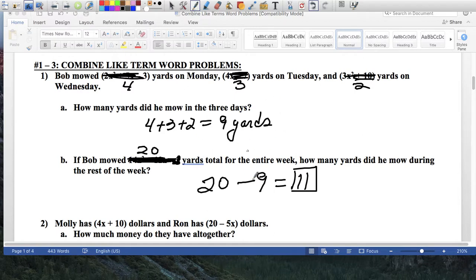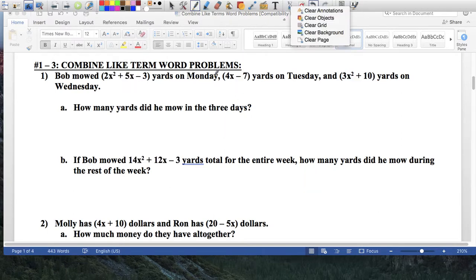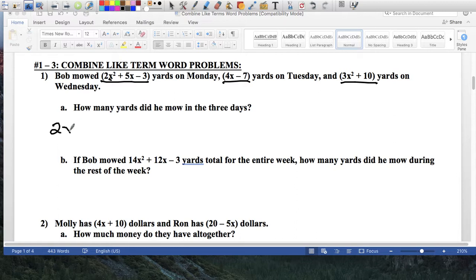So the reason I'm doing this is because it's the same question, except that we don't have specific values, but instead we have an expression that represents the quantity that was mowed on each day. So how many yards did he mow in 3 days? Well, he mowed this much on Monday, this much on Tuesday and this much on Wednesday. What do we do with those expressions? We have to add them. So we're going to add them.